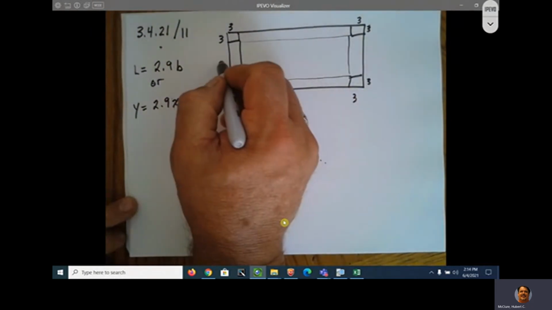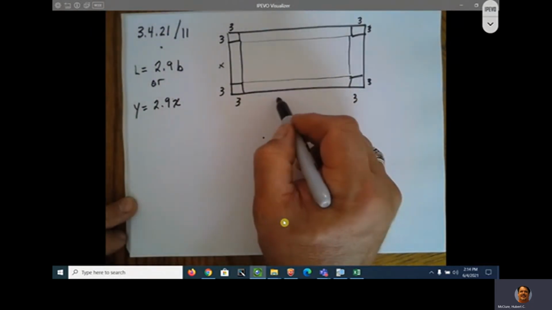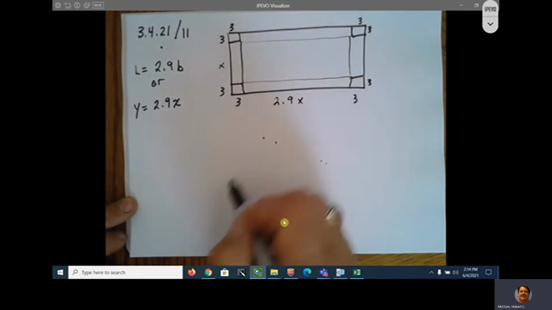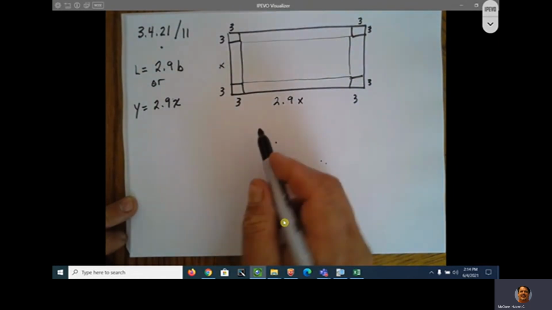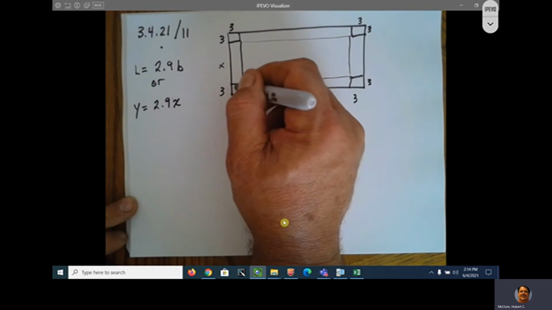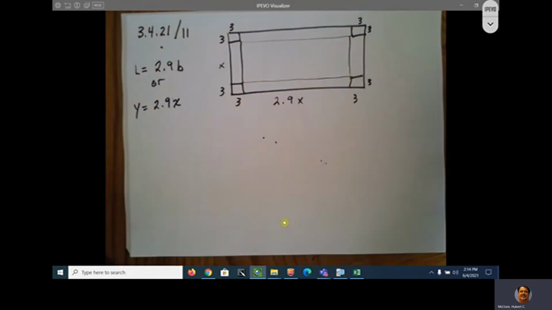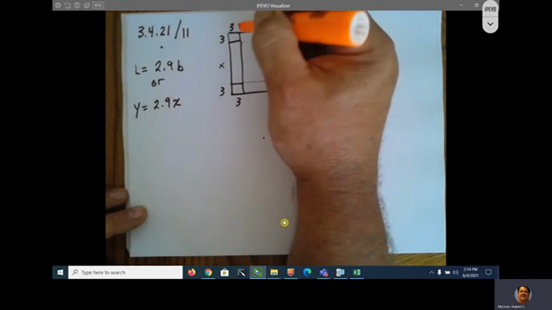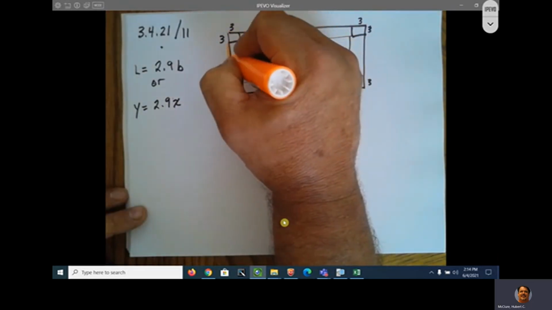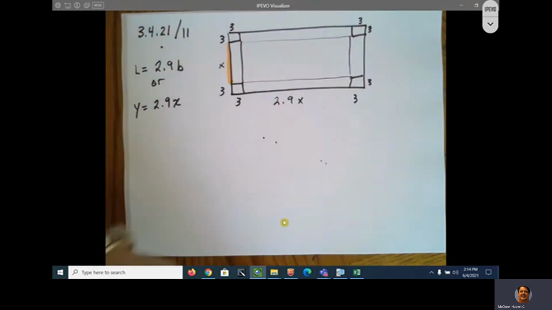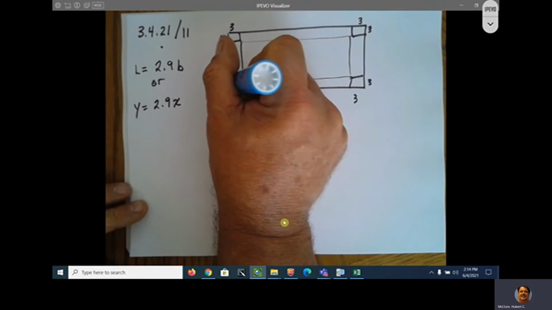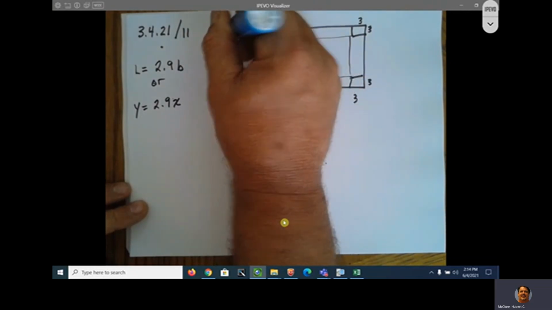This is pretty much x. And this right here is 2.9x. Okay? Now we also have these parts cut out. And if you're talking about this direction, right here, you've got to add 3 inches this way and 3 inches that way.